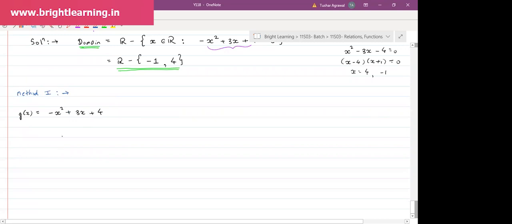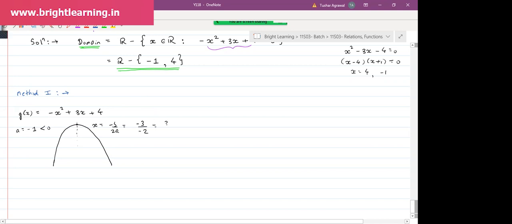The range of this function is how? So it's an inverted u, a downward facing parabola. Since a is equal to negative 1, which is less than 0, it is a downward facing u. So the minimum value is negative infinity. What is the maximum value? The maximum value occurs at x equals minus b by 2a. So minus 3 upon 2a, and 2a is 2 into minus 1. So the maximum value occurs at x equal to 3 by 2.